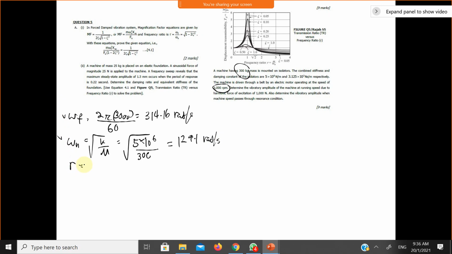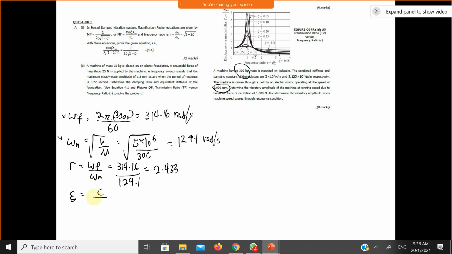Okay, now that we have omega f and omega n, we can find the value of R, which is omega f over omega n. 314.16 over 129.1. Then the answer of R would be 2.433.